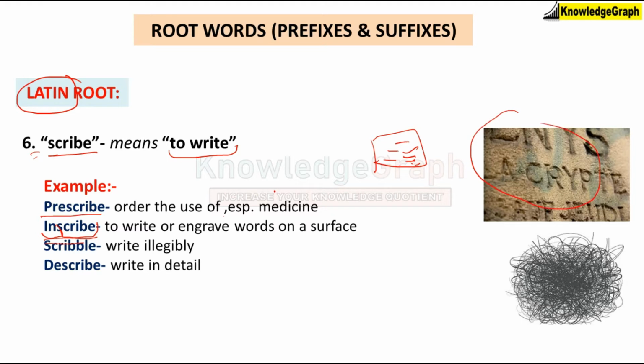When we visit famous monuments, people go and write their names on them, which is not good. What they do is inscribing their name or whatever picture on that particular monument. So that's inscribe, to write or engrave words on a surface.